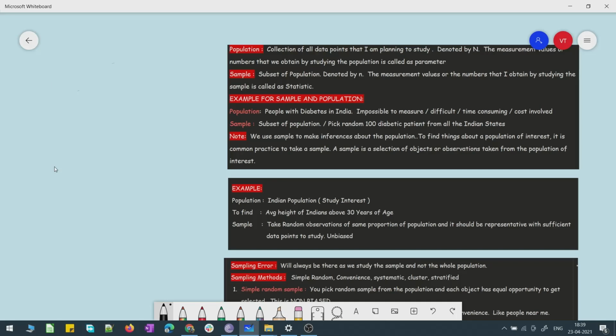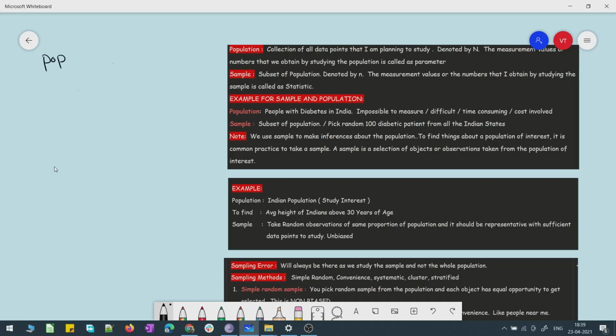Good morning. Today in this class we will discuss some basic terminologies related to statistics. We will look at some of the key definitions which get used quite frequently in statistics. To begin with, we will try and understand what population is.